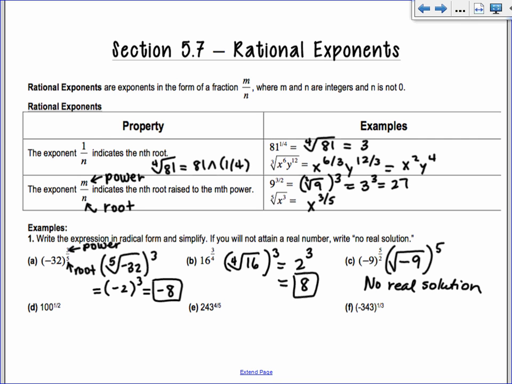All right, 100 to the 1/2. It can be hard when you have a 1/2. I think a lot of people forget what the 1 represents. It's like 100 to the 1 under a square root. That's what it's representing. So in other words, it's just the square root of 100. That's all I would write. The square root of 100 is 10.